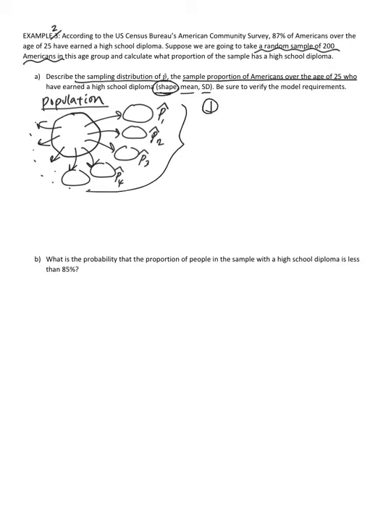So we're going to check these 3 requirements. SRS: yes, it says random sample, so we're good to go. Is n less than 5% of the population? What's n here? We have 200. We take a sample of 200 Americans, so 200 is less than 0.05 times big N. So let's divide 200 by 0.05.